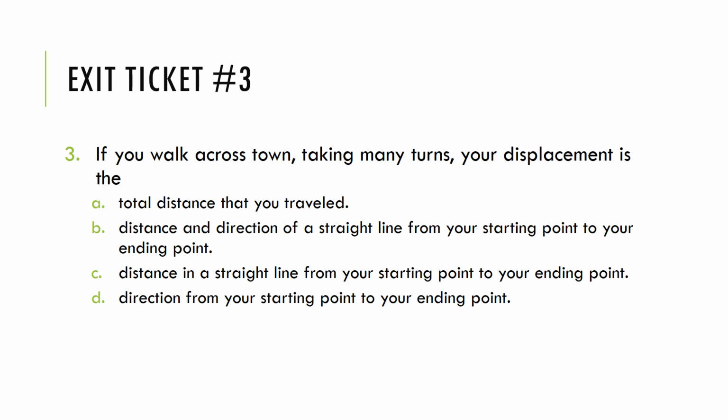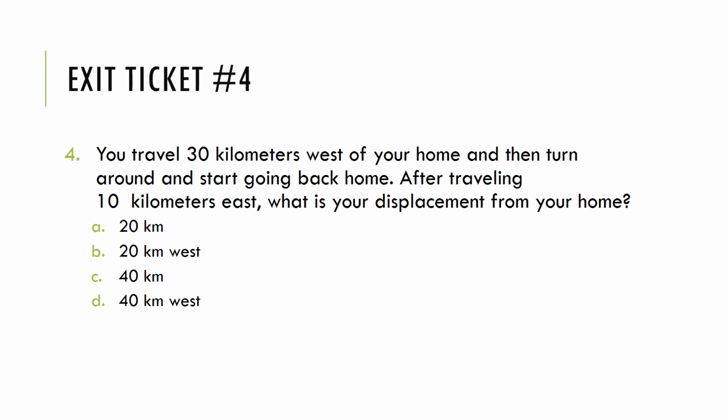The answer is B, because it's distance and direction. Displacement is a vector, so the answer should be B. Okay, so this one should be B. This also should have a direction. So 30 minus 10 would give you 20, and you are west of your home. So that's why it's B and not A.